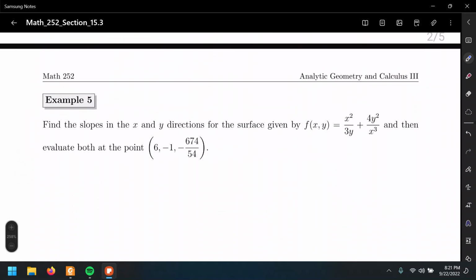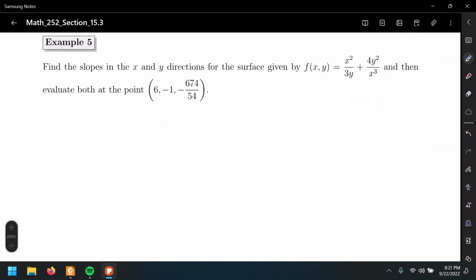Find the slopes in the x and y directions for the surface given by f of x, y equals x squared over 3y plus 4y squared over x cubed, and then evaluate both at the point (6, -1, -674/54). I know the number looks ugly, but we're not even going to use it. That's just the point that belongs on the surface. Ultimately, because we're evaluating the partial derivatives with respect to x and y, we will just use the x and the y.